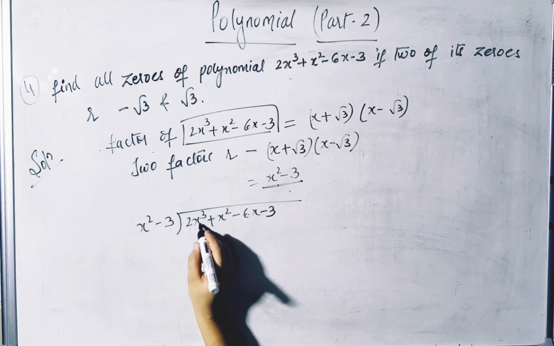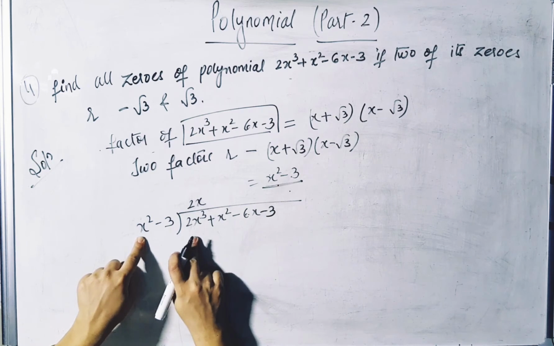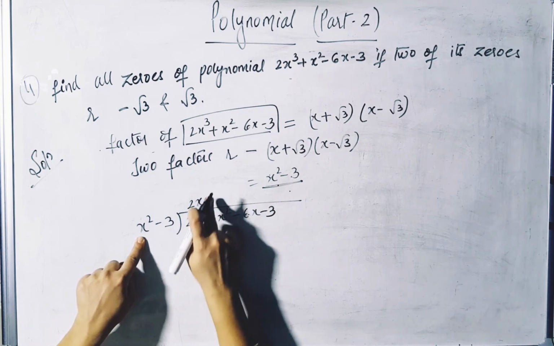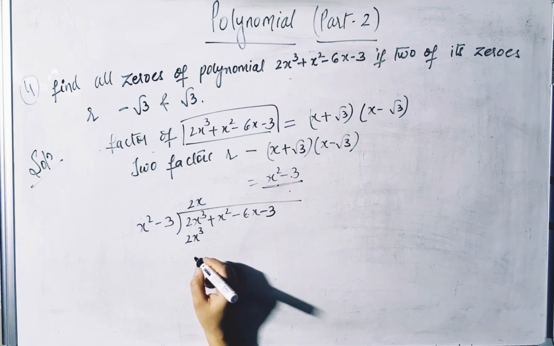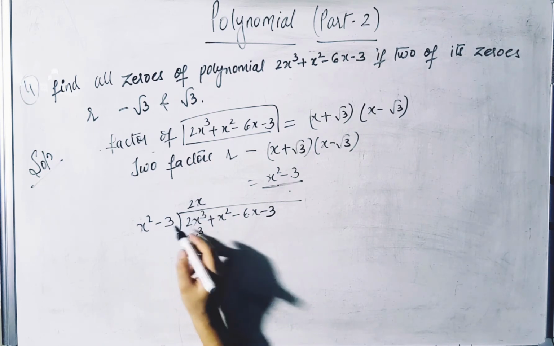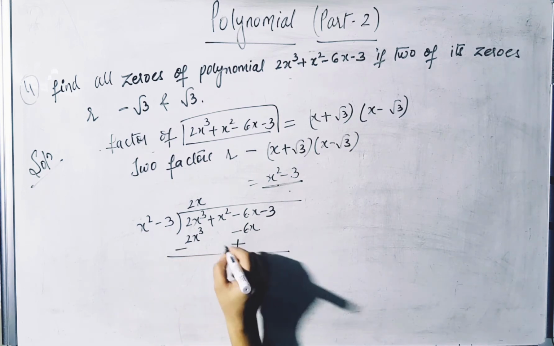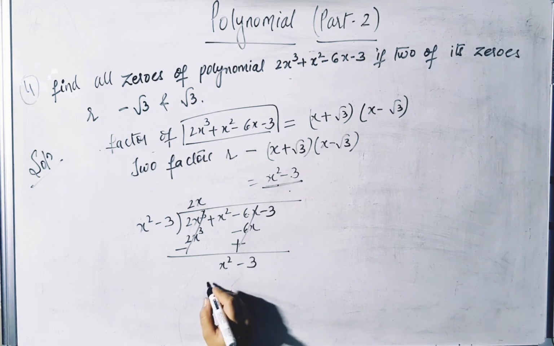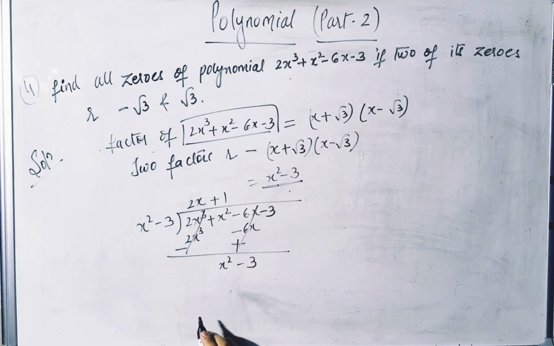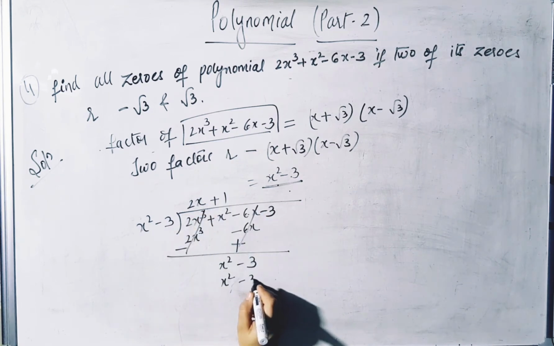अब इधर क्या है? 2x cube है and here it is x square, so we have to multiply by 2x so that we can get over here 2x cube. So this 2x and x square will be multiplied, we'll get 2x cube. 2x into minus 3 will get minus 6x. We'll change the sign, this will be cancelled out. X square minus 3, this is x square and this is also x square, so we'll write 1 over here. So 1 into x square is x square, 1 into minus 3 is minus 3.